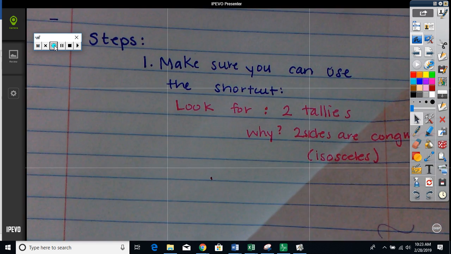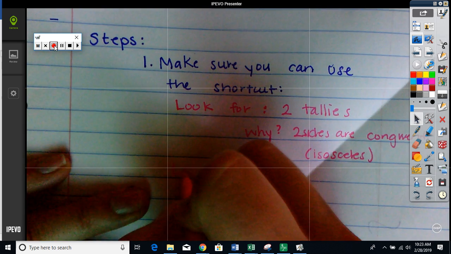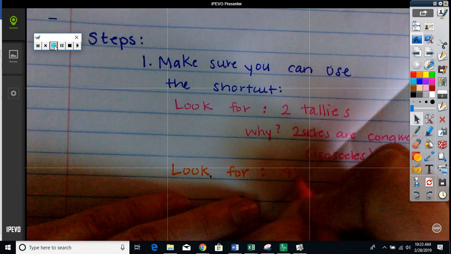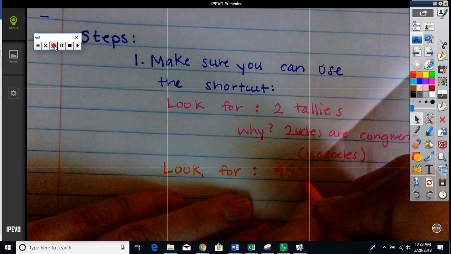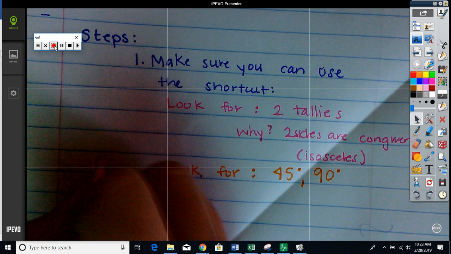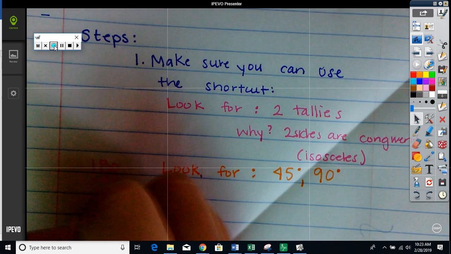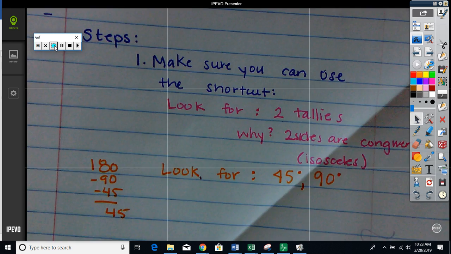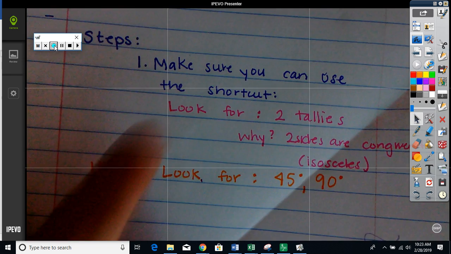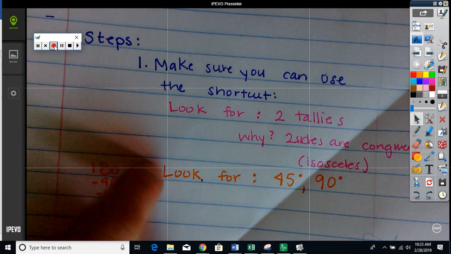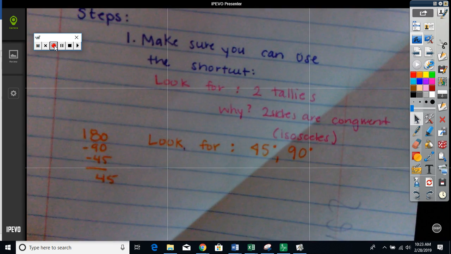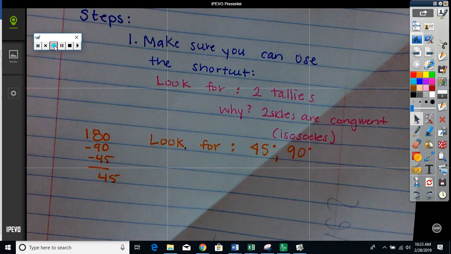The other thing that you need to look for, that means that you can use a shortcut, is 90, 45 degrees. If you see 45 degrees, and then the other one is 90 for the box, a lot of times they won't put the other 45 because 180 minus 90 minus 45 is 45. So a lot of times they don't put the last one, but if you see this, that means you can use the shortcut. These are the two things that you look for to use the shortcut. So I'm going to show you an example of both. You either look for two tallies or 45 degrees. So let me give you examples of both.